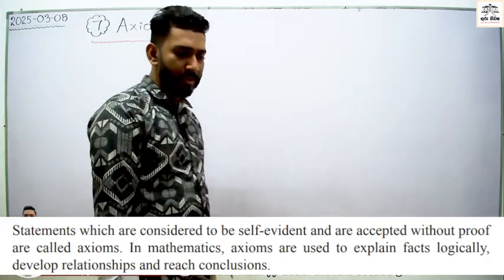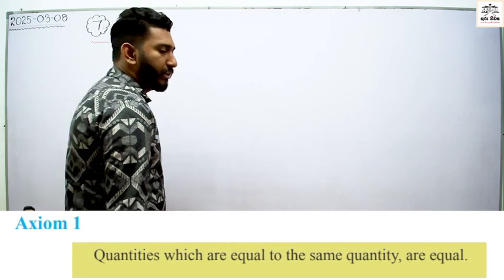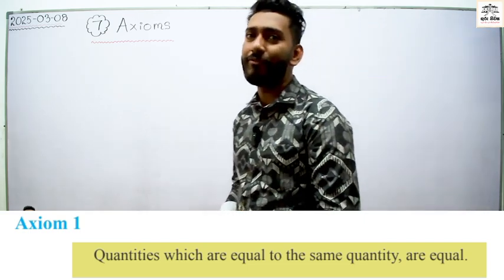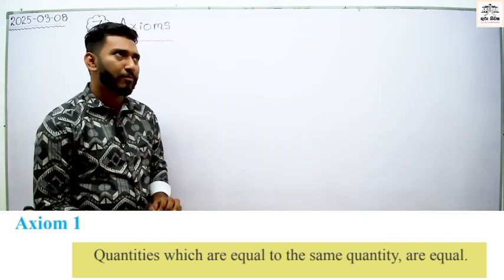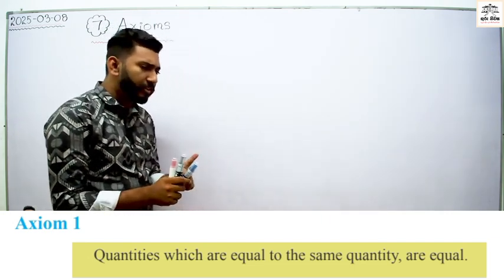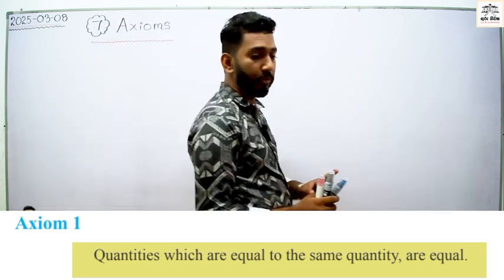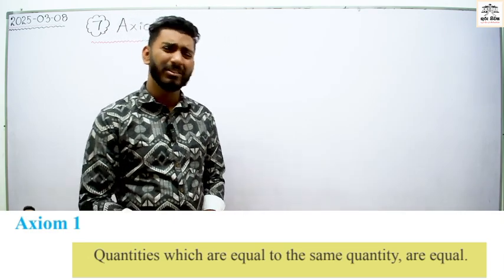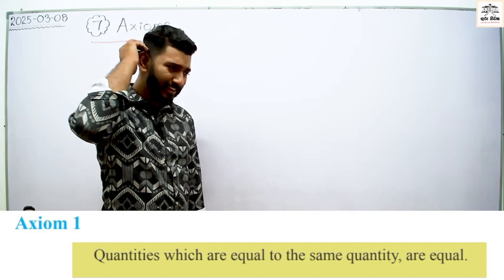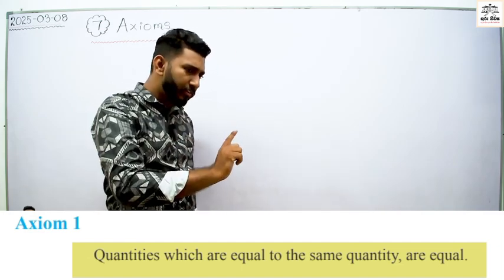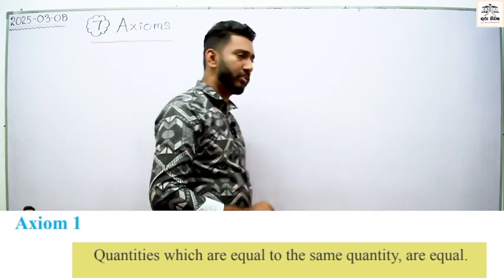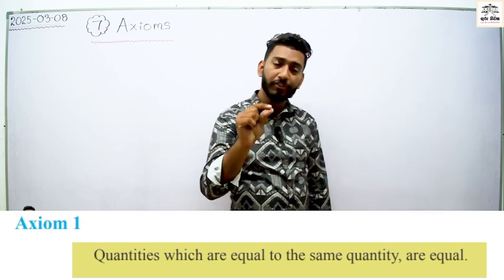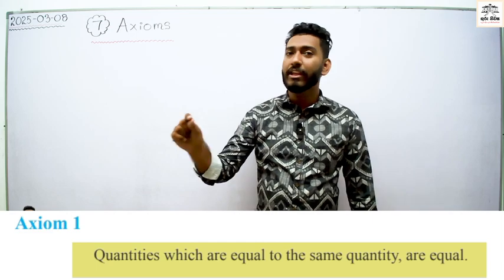Very good. Right. Now I'm going to jump into axiom number one. Look at this. This is a very easy thing. Axiom number one: quantities which are equal to the same quantity are equal. What is that? Quantities which are equal to the same quantity are equal, right?